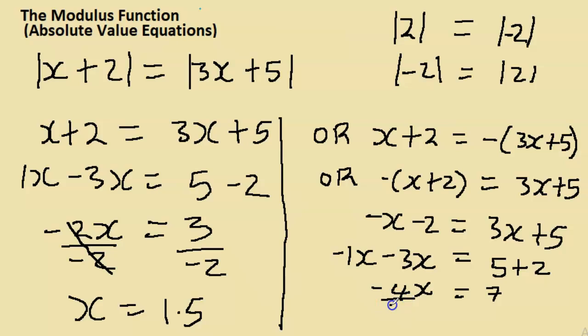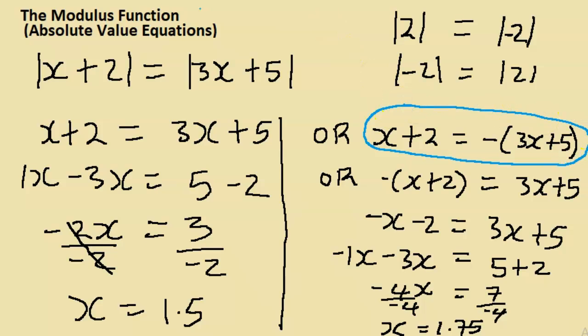Divide both sides by minus 4. Then x is equal to minus 1.75. And you can go ahead and try this one. It will give you the same solution. Negative 1.75, that is. Alright. Now, the beauty about this, you can always test your solution to see if it makes sense.